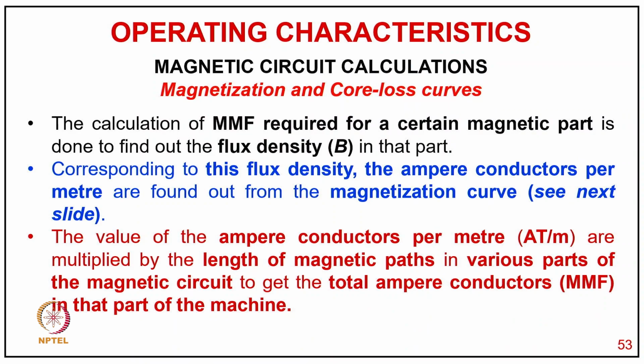So for the calculation of magnetization and core loss curves, the calculation of MMF required for a certain magnetic part is done by finding out the flux density in that part. Corresponding to that flux density, the ampere turns per meter are found out from the magnetization characteristic shown in the next slide. The value of ampere turns per meter, ATm, is multiplied by the length of the magnetic path in various parts of the magnetic circuit to get the total ampere turns, the MMF in that part of the machine.